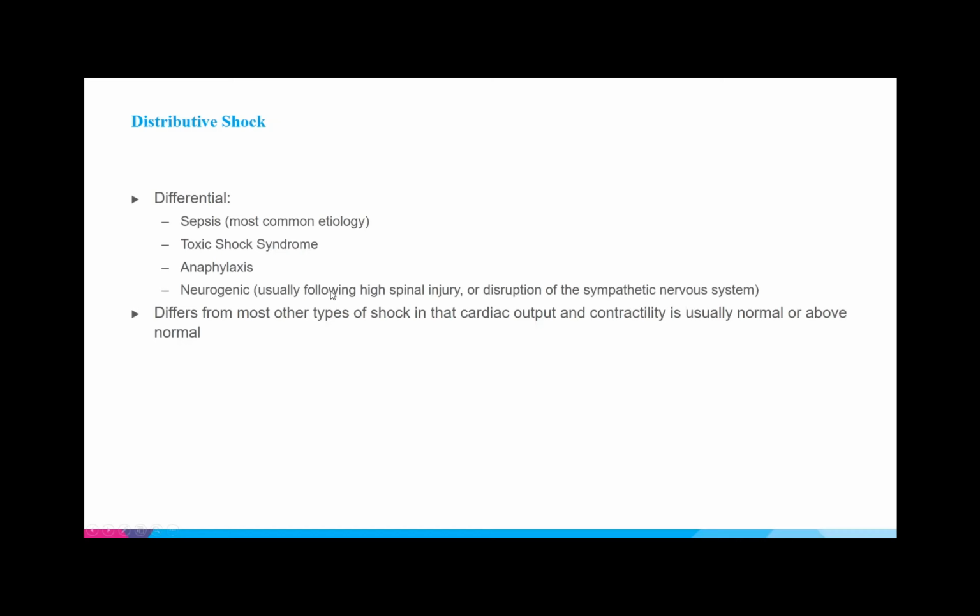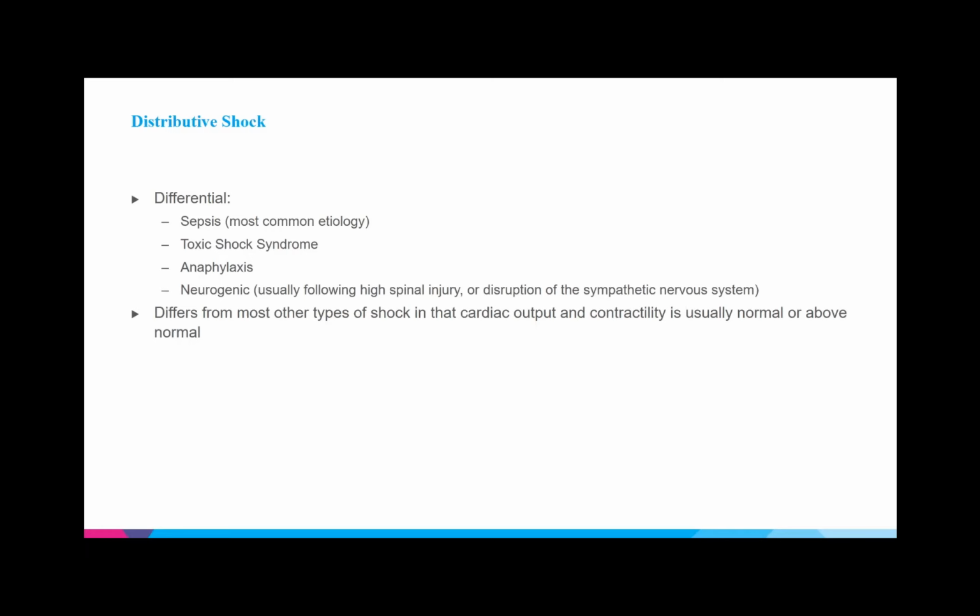So moving on, any questions about obstructive shock? So just moving on to distributive shock, obviously the most common form of distributive shock that we'll especially see in the hospital is going to be sepsis. But there are a couple other things that can cause distributive shock, such as toxic shock syndrome, anaphylaxis. Rarely you'll get what's called neurogenic shock, and that's usually following a high spinal cord injury or in patients where there's disruption of the sympathetic nervous system.